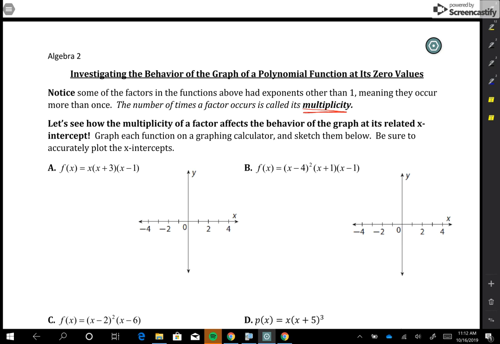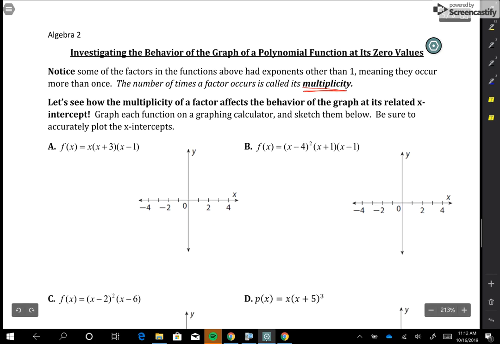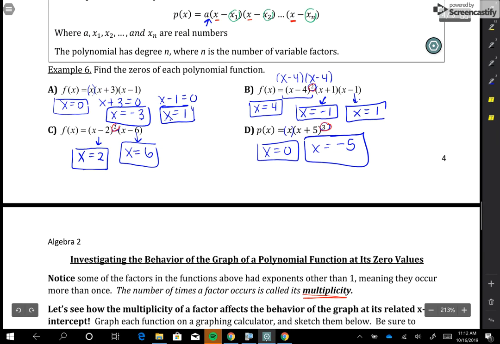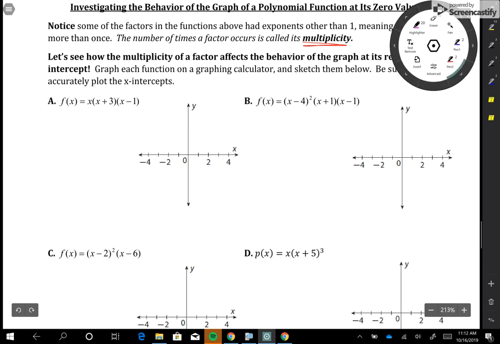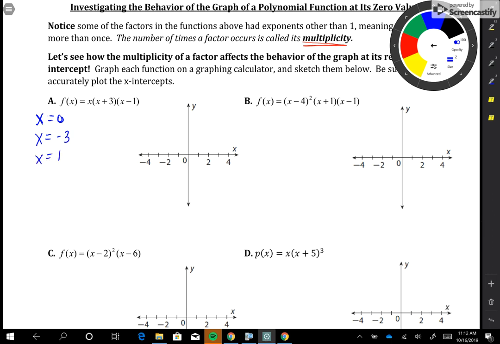So we're going to graph each of these functions on our graphing calculator and then sketch them below and see what happens. So in letter A, these are the same functions as we found the zeros of up here, so I'm just going to rewrite them. So for letter A, we found that the zeros were 0, -3, and +1. Okay, so remember, our zeros give us our x-intercept. So we know that there's a point on the graph at 0, 0, -3, 0, and 1, 0. Those are our x-intercepts, where the graph crosses the x-axis. Well, let's see what this looks like when I graph it on my graphing calculator.